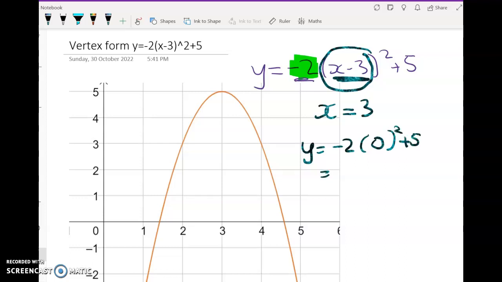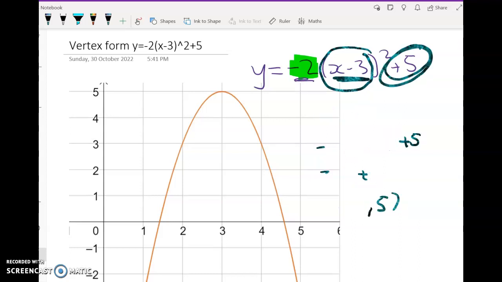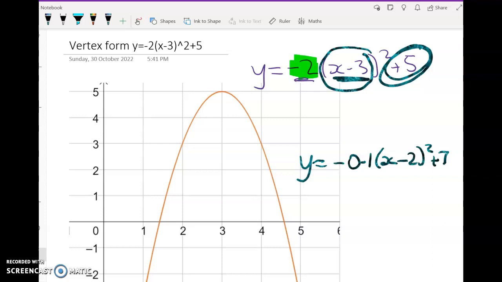which gives me my vertex of 0 plus 5, which is 5. So the vertex will be at 3 and 5, right? So here's that 5 number sitting here. That means that whenever I've got an equation in vertex form, for example, if I've got y is equal to negative 0.1 times (x minus 2) squared plus 7, I can look at that and I can straight away say, hey, the vertex is going to be at 2, 7. So that's going from the equation to the graph.